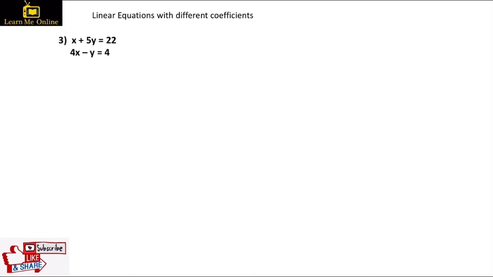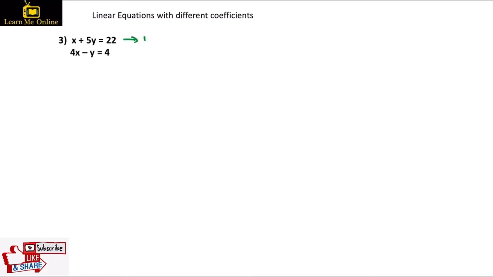So now we are focusing on solving linear equations with different coefficients. Whenever we have different coefficients, we have to do one additional step where we make either the x or the y coefficient the same, whichever one is easier for you to make. To solve this one, we're going to multiply the second equation by 5.